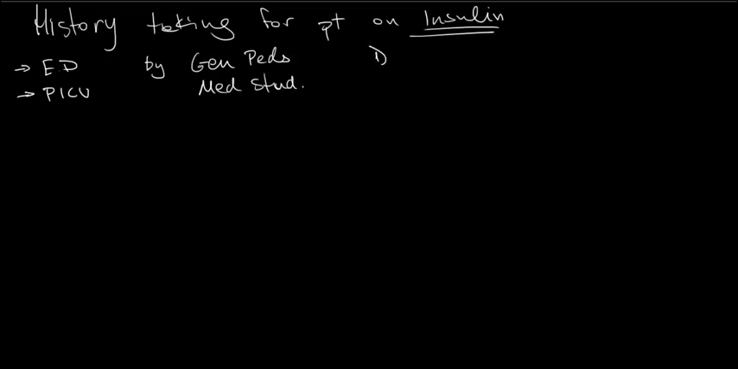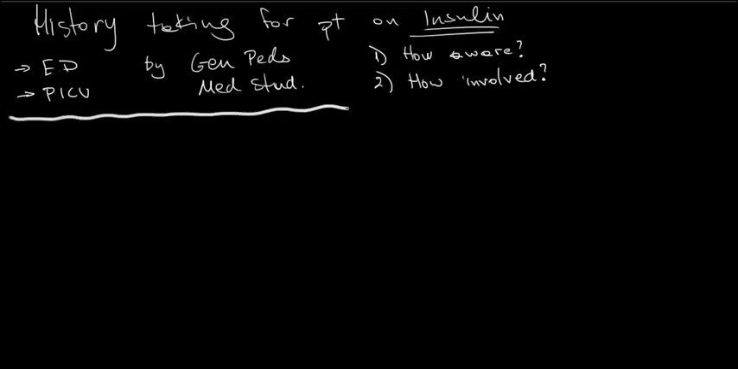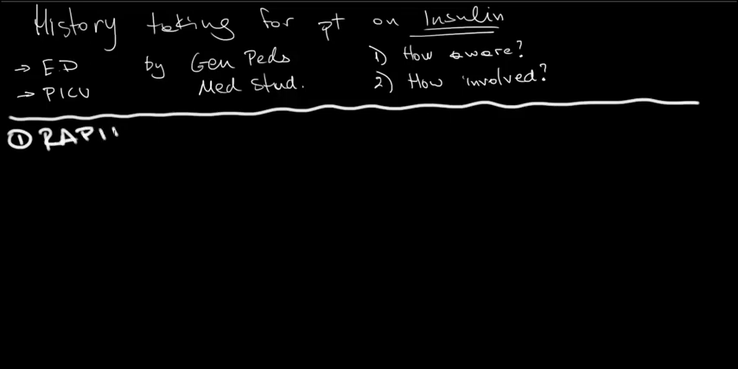Two things to comment on are how aware is the patient on the actual personal regimen, and number two, how involved is the family with the patient's care and how much do they know the kid's own regimen. We're going to be talking about rapid acting insulins first, then long acting insulins, then pumps. So let's start with rapid acting insulins.